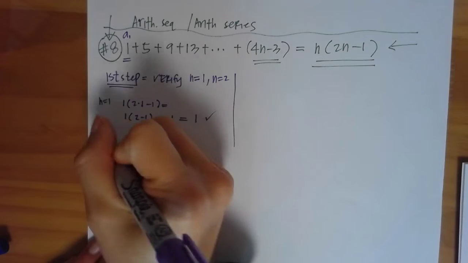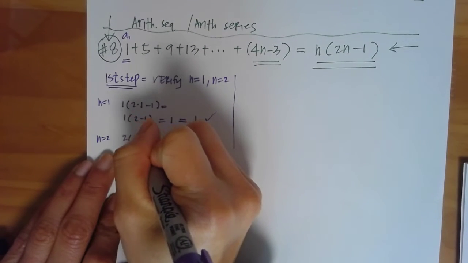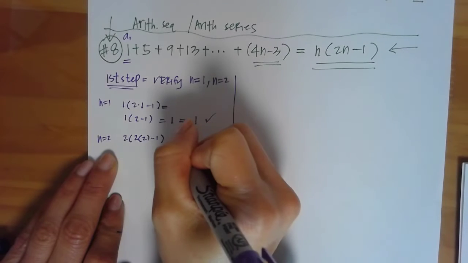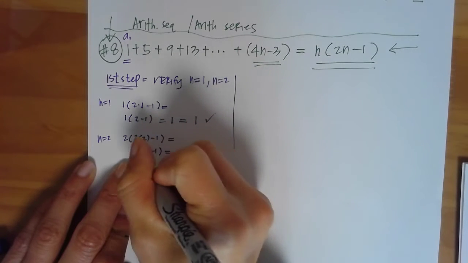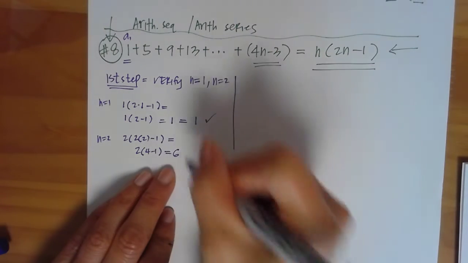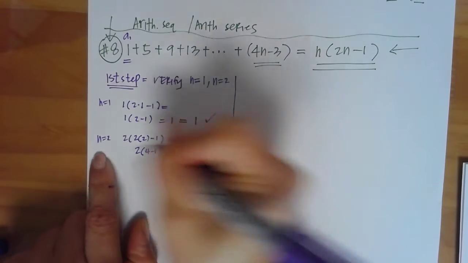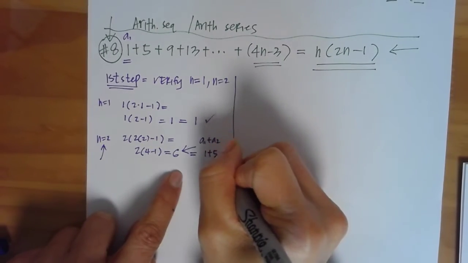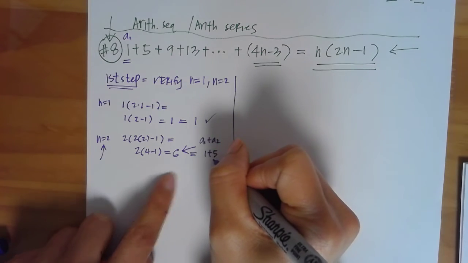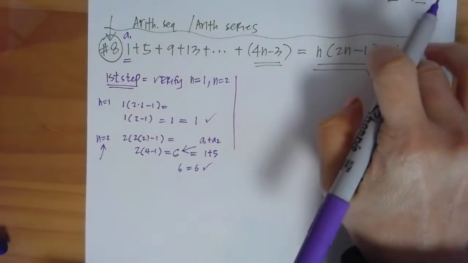If you're confused, we'll get the second one. n equals 2. It means 2 times (2 times 2 minus 1). That equals 2 times 3, which is 6, right? This means A1 plus A2 because it's 2. Does that equal 1 plus 5, which is A sub 1 and A sub 2? 6 equals 6, therefore it's good. That means this formula is valid.